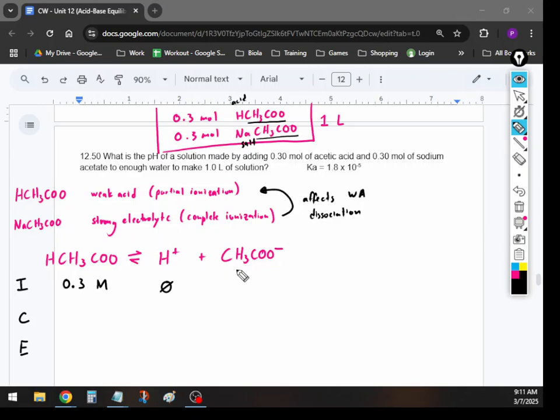Okay, but we're going to actually start with some acetate, because if you guys notice, we also have 0.3 moles of our sodium acetate. Now, we said that sodium acetate is a strong electrolyte, so it's going to completely ionize, right? So we're going to start with 0.3 molarity of our sodium acetate. Exactly. So this is going to break down into 0.3 molarity Na+, and 0.3 molarity CH3COO-. And that's why it's called the common ion effect. They have an ion in common, so the salt is going to affect the dissociation of our acid. Okay, so you're going to start with 0.3 molarity of your acetate as well.